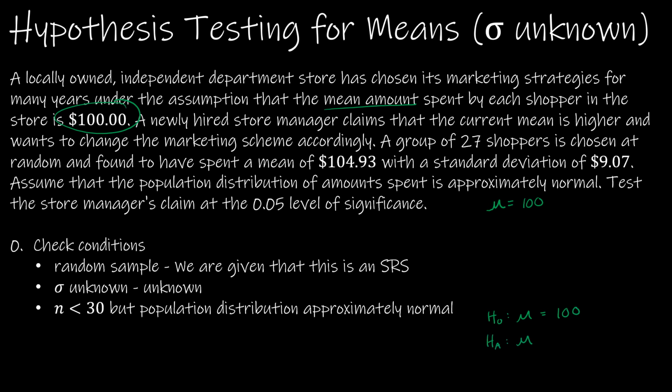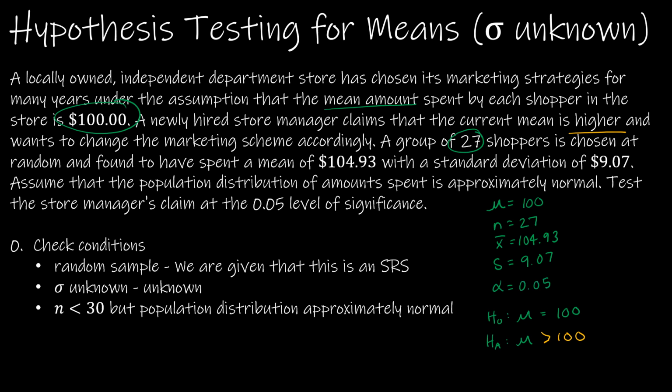A newly hired store manager claims the current mean is higher. So again, higher indicates that this is greater than 100. And wants to change the marketing scheme accordingly. A group of 27 shoppers, n equals 27, is chosen at random and found to have spent a sample mean of 104.93 with a standard deviation, S, not sigma, of 9.07. Assume the population of amount spent is approximately normal. Test the store manager's claim at a 0.05 level of significance.